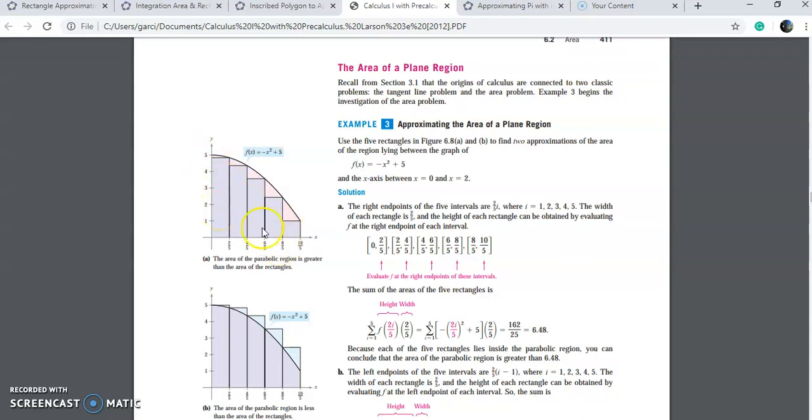But the rectangle's altitude can be less than the function. I mean, the maximum is the function, or it can be greater than the function. That means this approximation will give us a higher value than the real value of the function, but this one will give you a smaller value because we have gaps here and we have extra things in this part. Now let's see it in action.